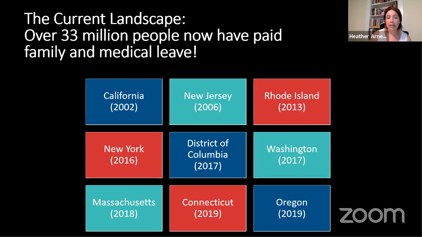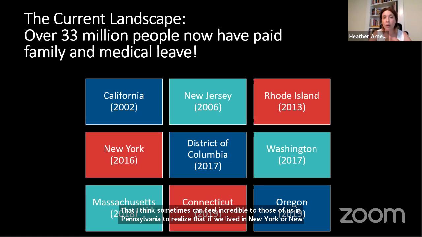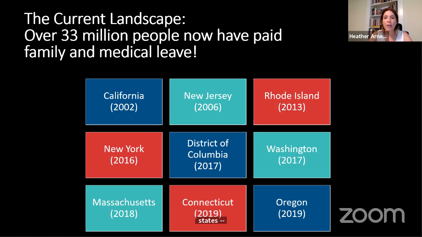Because if you look at these states, New York, New Jersey, Rhode Island, Connecticut, Massachusetts, Washington, DC, I mean, these are the states around us. And at this point, we really think it's a market disadvantage to our state to not have this bill in place and not be offering this to the people of Pennsylvania.